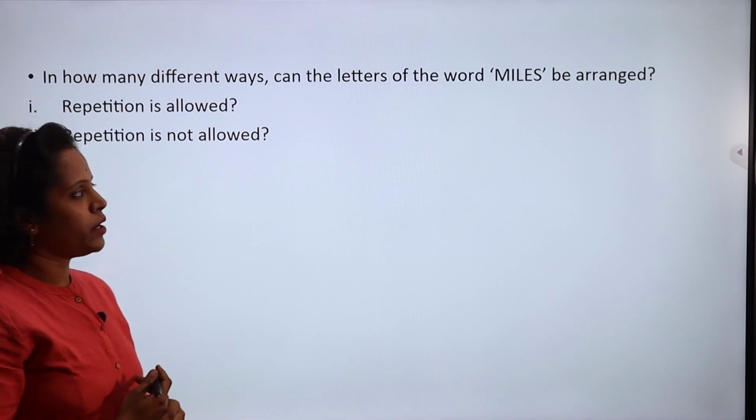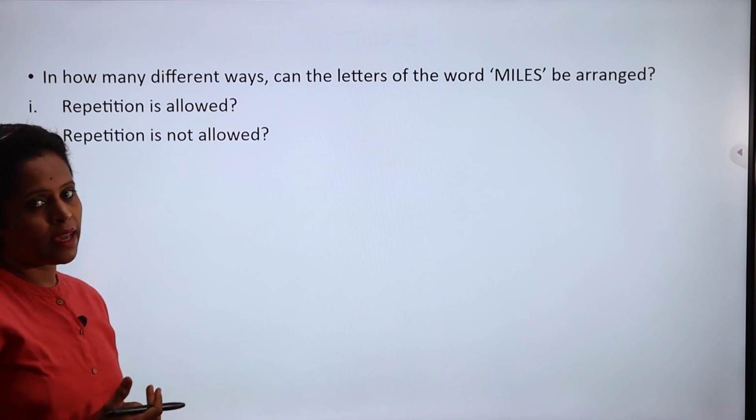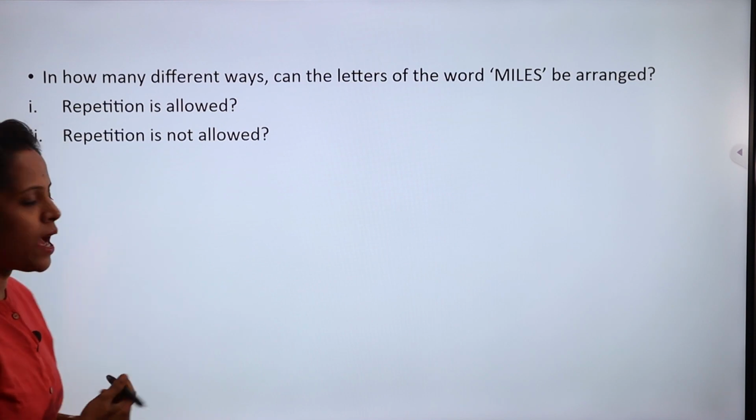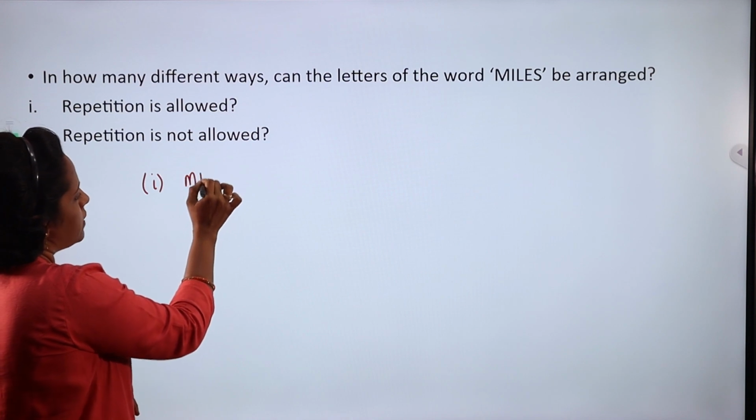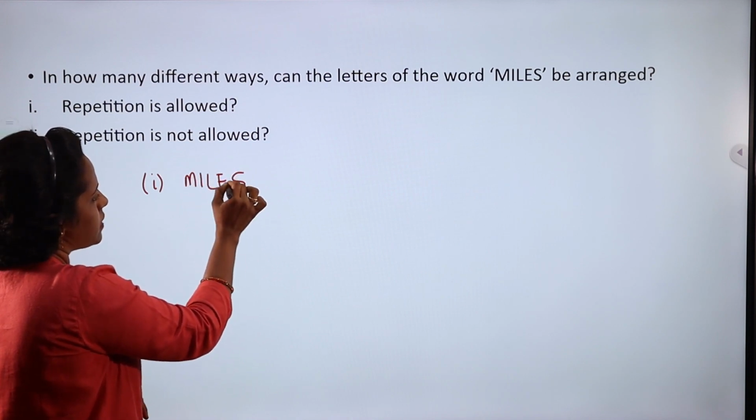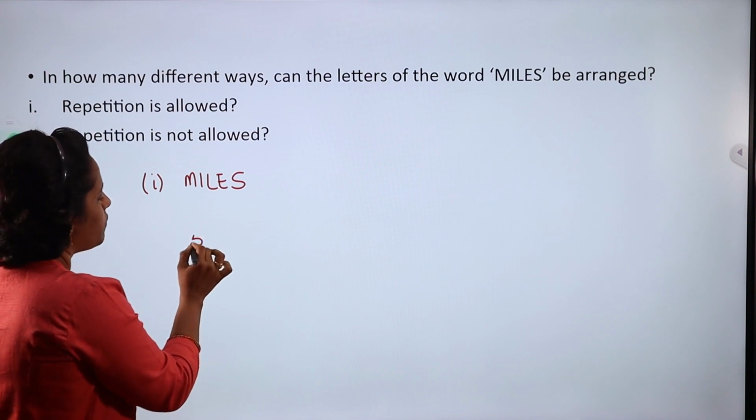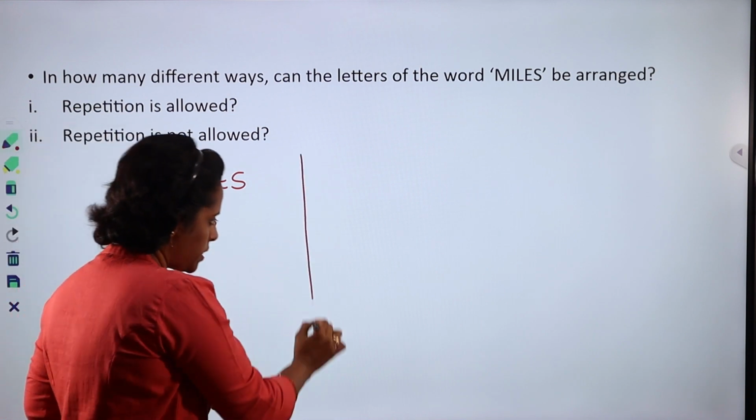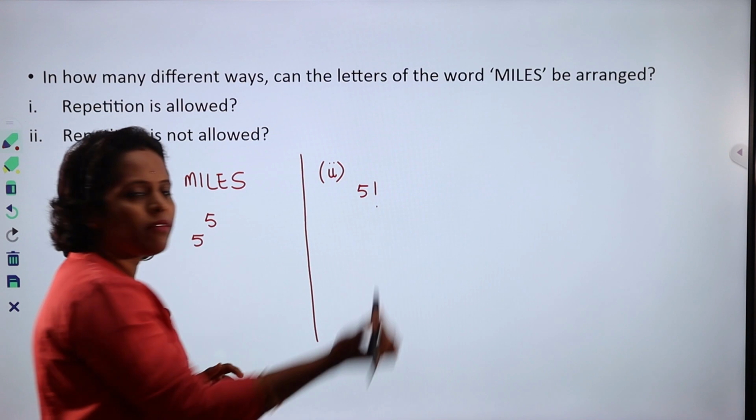In how many different ways can the letters of the word miles be arranged? Repetition is allowed, repetition is not allowed. The first bit, miles. What is our word? Miles. It is a 5-letter word. So whenever repetition is allowed, we have it as 5 power 5. When repetition is not allowed, we have it as 5 factorial.